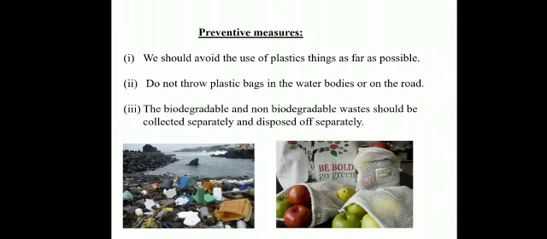So what do we have to do? What are our responsibilities? How can we prevent it? We should avoid the use of plastic things as far as possible. We should not throw plastic bags in water bodies or on the roads. Biodegradable and non-biodegradable waste should be collected separately and disposed of separately. By these things we can prevent the environment from getting polluted.